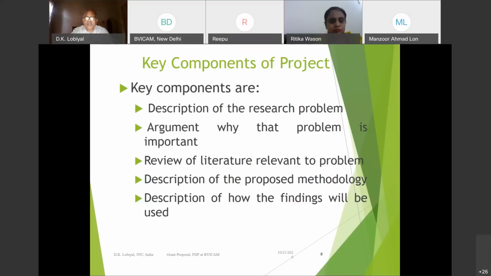We'll talk in detail. So these are the key components of a grant proposal, and I have not talked yet about the money and other things; when I go into detail, I'll talk about them.